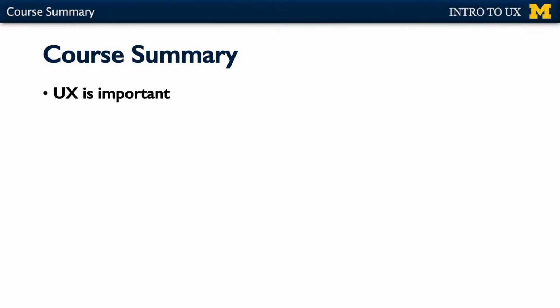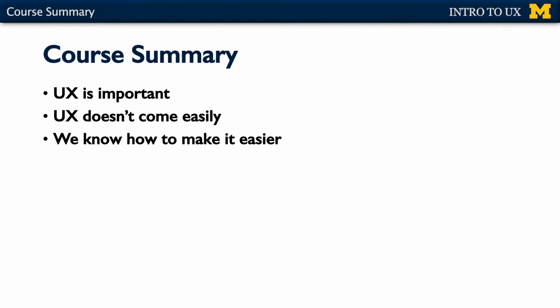What we talked about in this course is, first of all, the importance of user experience, why it's important to get it right, both from the user's perspective, but also from the perspective of the producer of the system or product. We also talked about the fact that user experience doesn't come easily or naturally. You have to follow a certain process and you have to keep certain things in mind to make sure it comes out well. But the good news is we do know how to make it easier.